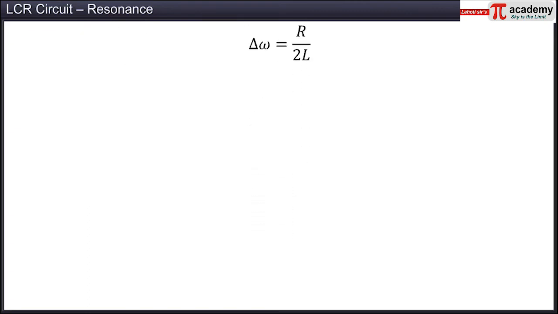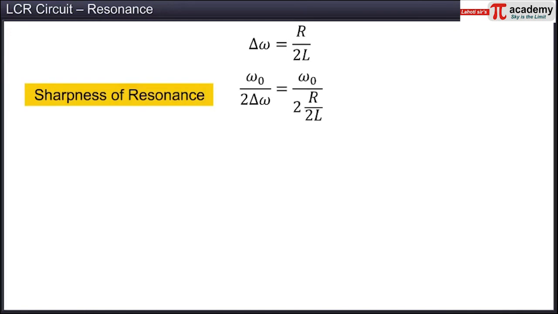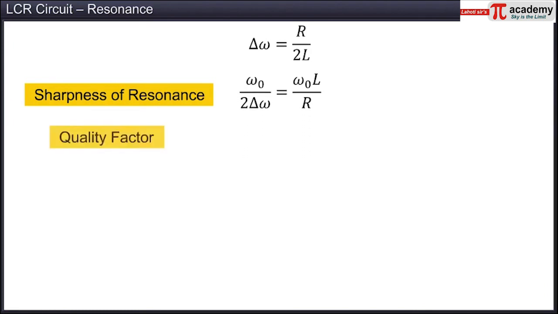Using the value of delta omega obtained, the sharpness of the resonance, omega naught by 2 delta omega, can now be written as equal to omega naught L by R. This is also referred to as the quality factor, Q, of the circuit.